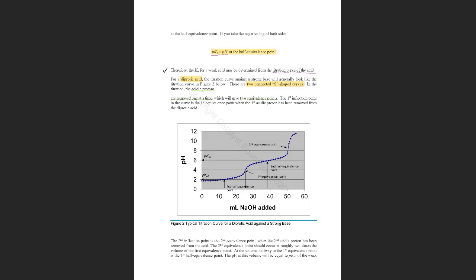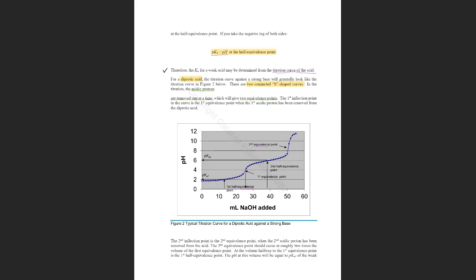And then for a diprotic acid, the titration curve will have two connected shapes. Instead of one, it has two connected S shapes. So the acidic protons are removed one at a time and will give us two equivalence points. One is here and the other is here. The first inflection point, which is this one, is where the first acidic proton is removed. And the second is when the second acidic proton is removed. And the second volume should be 2 times the volume of the first equivalence point. That makes sense.